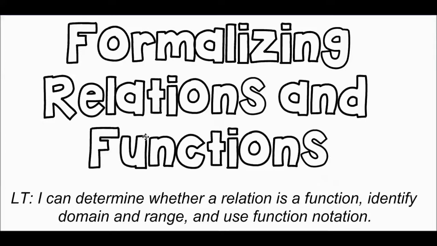Formalizing functions and relations is where we take a lot of the smaller pieces of information about a function and we're formalizing. We're putting it all together. So we have a few things that we're doing today as far as our target. First, we're going to determine whether a relation is a function or not. We're going to identify the domain and the range, and then also learn how to use function notation.